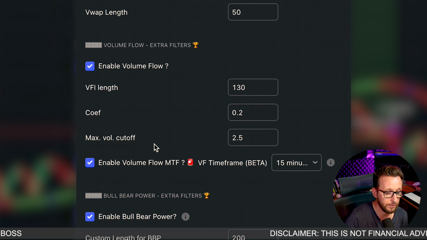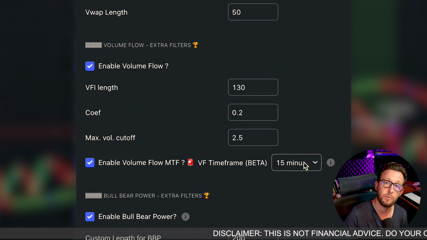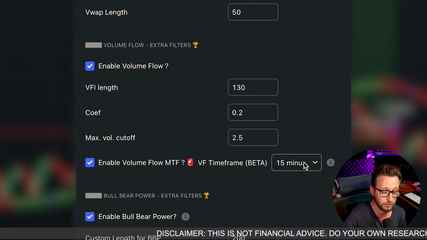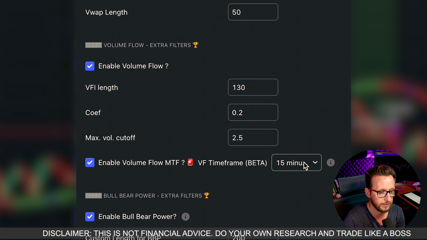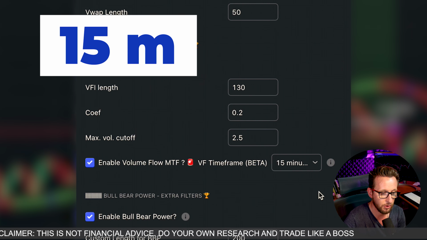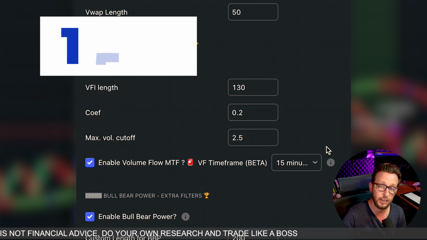The bull and the volume flow is actually on a higher time frame, which is something that I don't really like trading, but it was part of the rules of the trading strategy. So instead of being on the 1 minute, it is on the 15 minute. Now, I should have said that earlier. I do apologize about that.